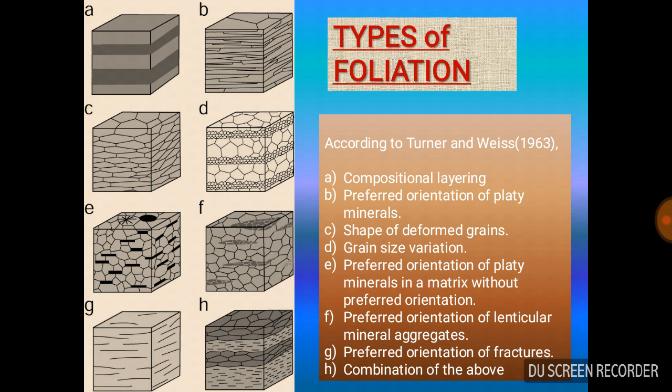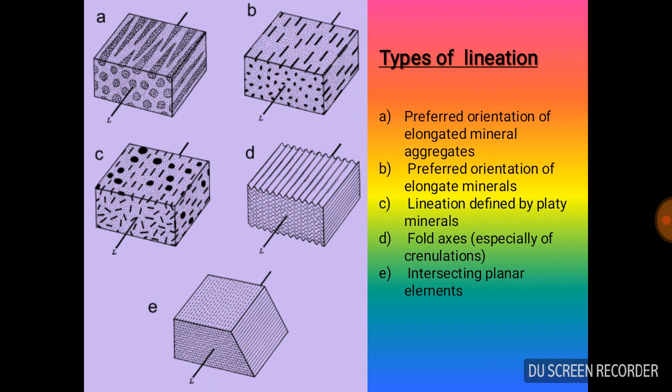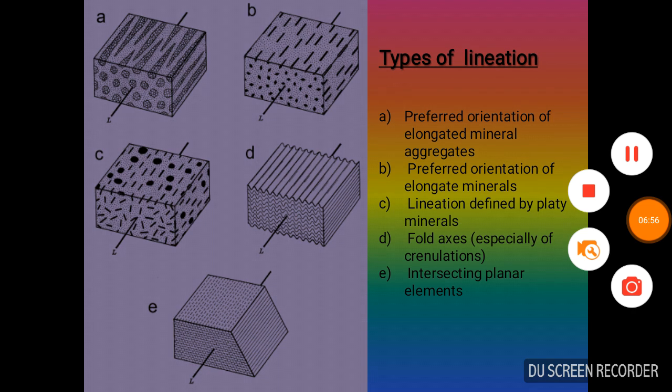You can see them. And if we talk about the types of lineations, you can see 6 different types of lineations.